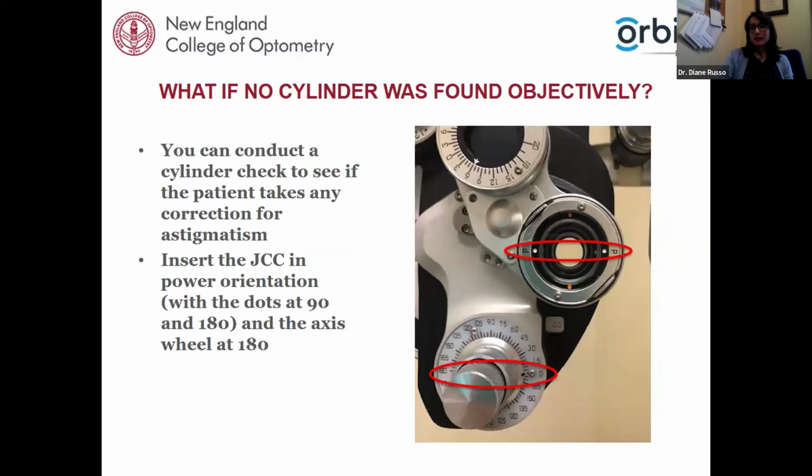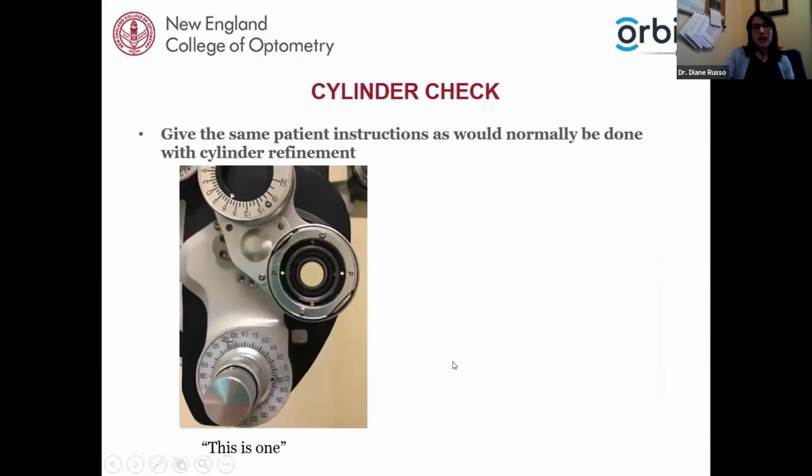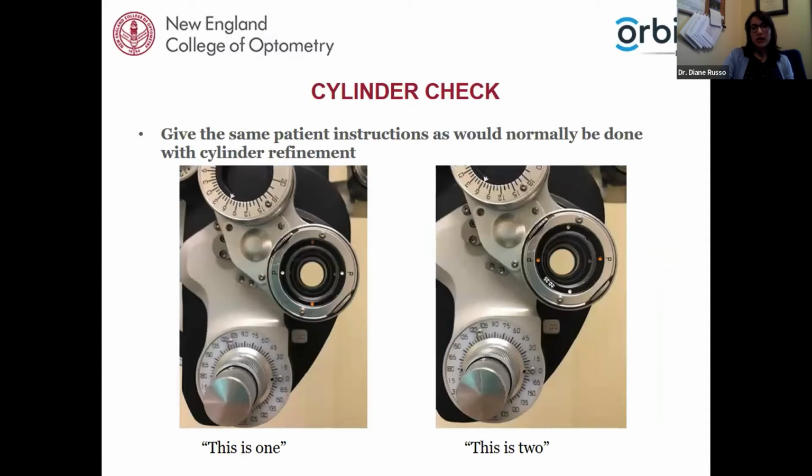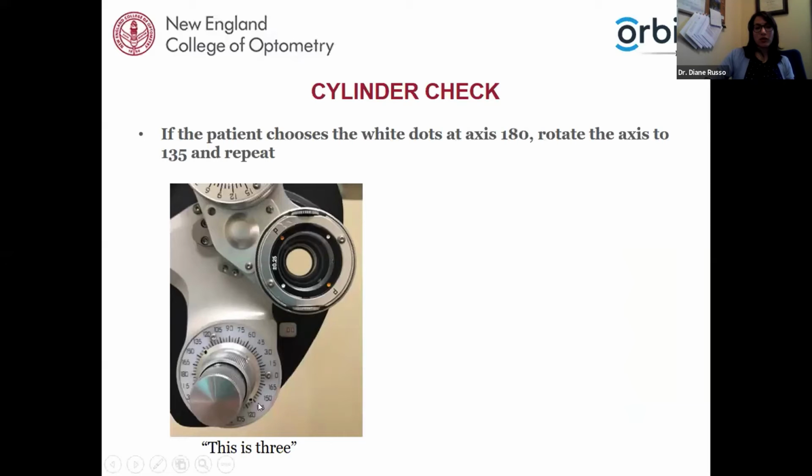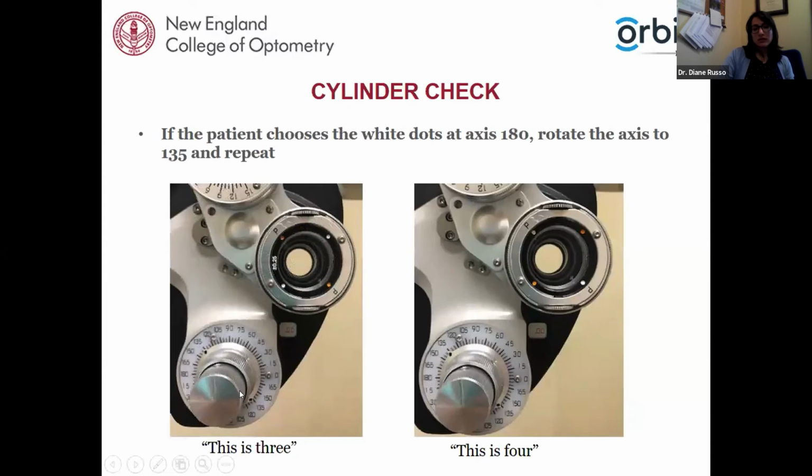If you don't find any cyl objectively, but you think that the patient may need some correction for astigmatism, you can do a cyl check. So you insert the JCC with the in power orientation, so our dots are lined up with the axis wheel, and start with the axis at 180. You ask the patient, do you prefer this one or this one? So 1 or 2. If they choose the white dots, then you rotate the axis to 135. So you're sort of checking the major meridians. And you give them the same choices. Is it better 3 or 4? And let's say they choose 4.